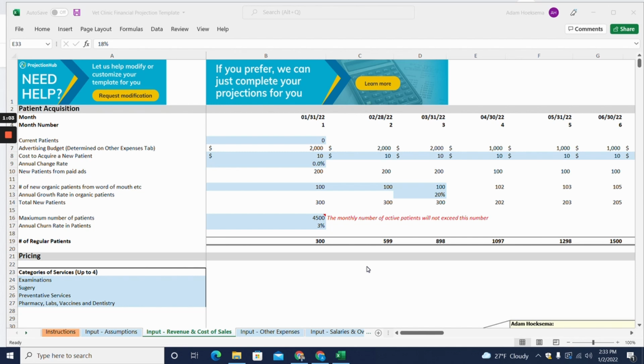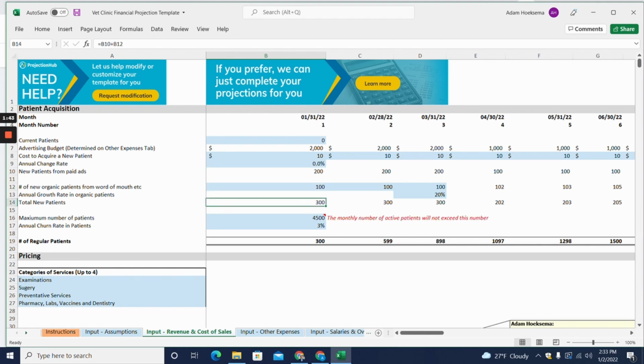This will be important if you're trying to get a bank loan. The bank's probably going to want to see how did you get to your revenue projections? And so that's what we'll walk through here. Here I'm assuming that you have no current patients, so it's a brand new startup. You're going to have an advertising budget, and that advertising budget is going to be used to acquire new patients, in this case, animals. And you'll have some number of new patients from those advertisements. And then you also have some organic or walk-in or word-of-mouth traffic as well. And that will give your total number of new patients.